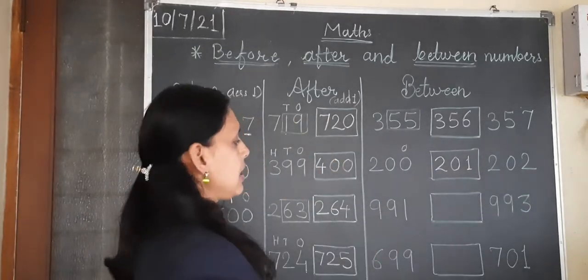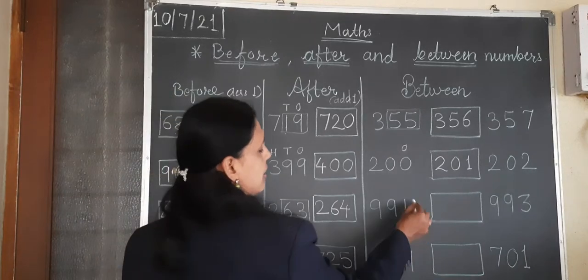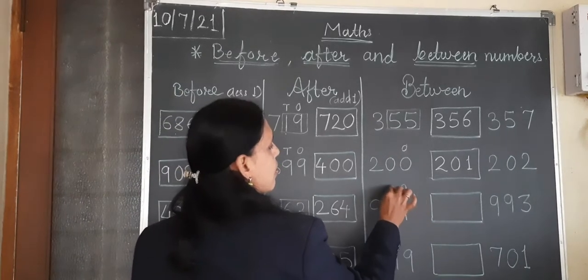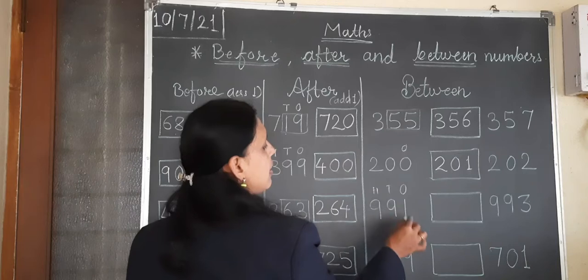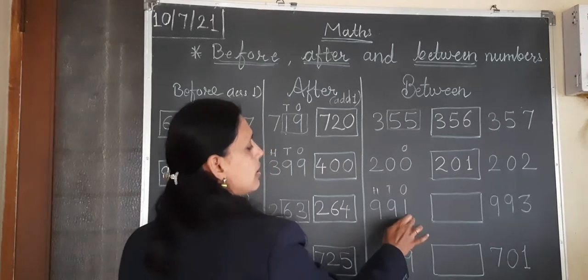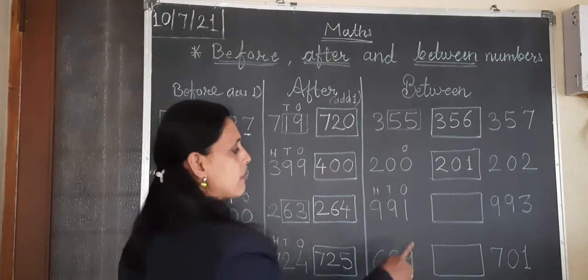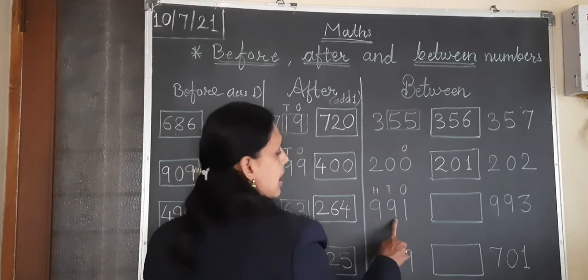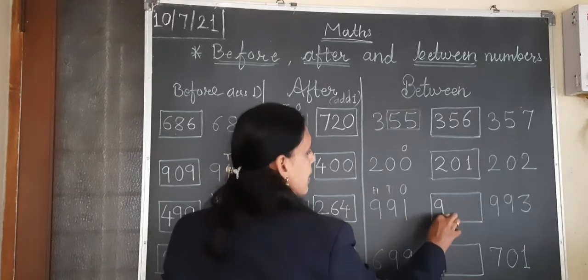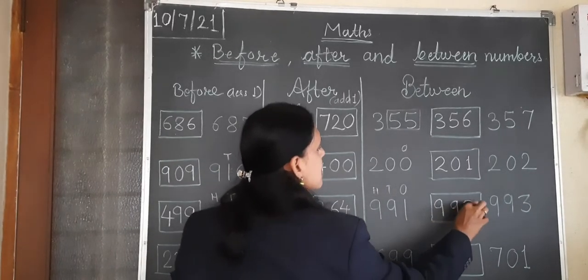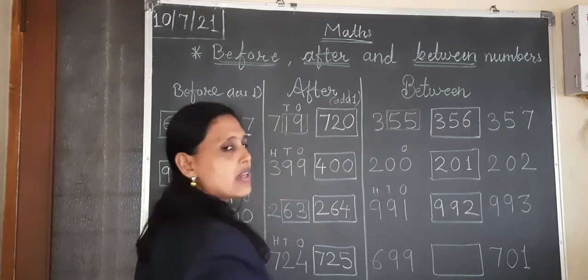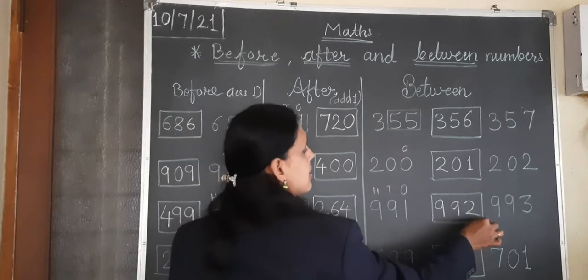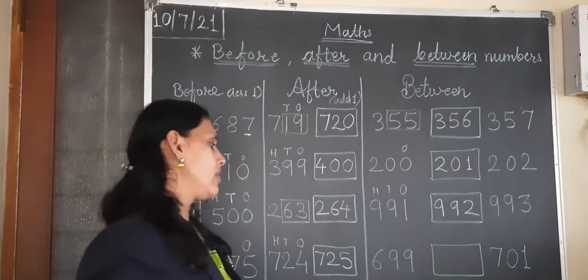Next number we'll see, 991. As I told you, in the one's column you have to add one number. So to 1, more 1 you will add, it will become 2. These 99 as it is. 99 and this 2. So your answer is 992.